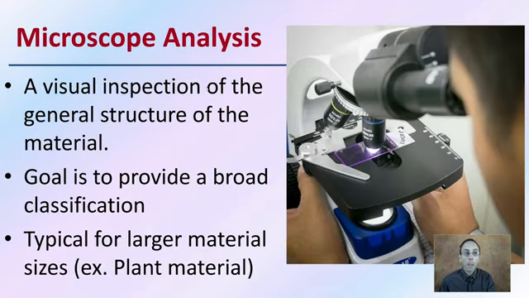So looking here, we have the microscope analysis. This is a visual inspection of the general structure of the material. The goal is to provide a broad classification. Typically it's used for larger materials, such as plant material, because it's not really great at getting at some of the molecular structures, just more what does it look like under high power magnification.